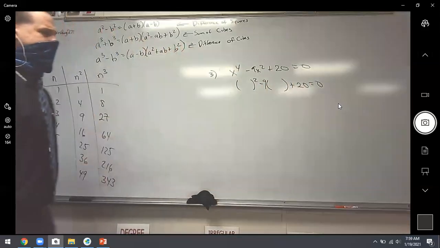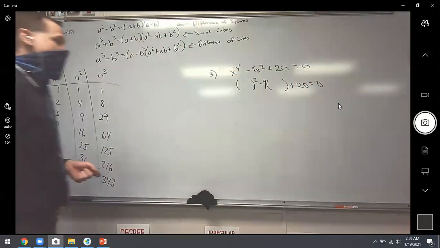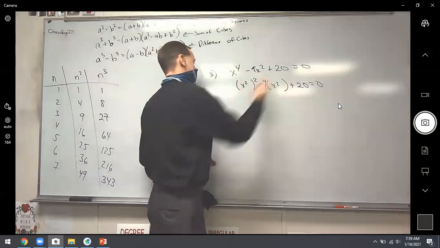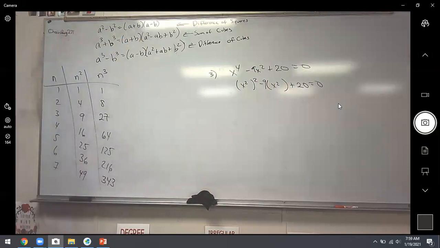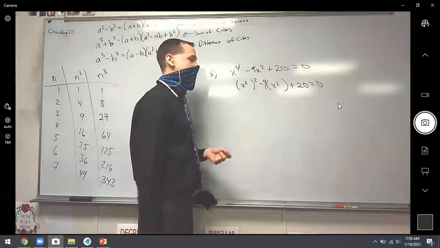Something squared minus 9 times the something plus 20. Somehow, some way, I can make this work. And it does work, provided it's x squareds instead of x's. Normally it's x's, but you can have anything in there. And this does fit the bill of a quadratic: something squared minus 9 times the something plus 20.